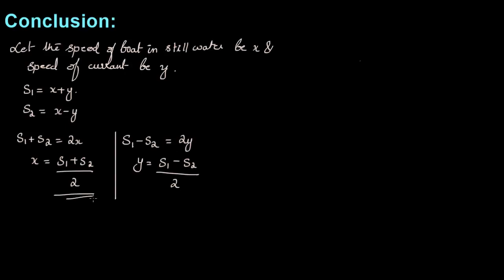So these are the two equations that I am going to use to solve this problem in 20 seconds. So if they ask me the boat speed, then I'll just take the average of S1 and S2. And if they ask me to find the current speed, then I will find the difference of S1 and S2, and then we will be just dividing it by 2.